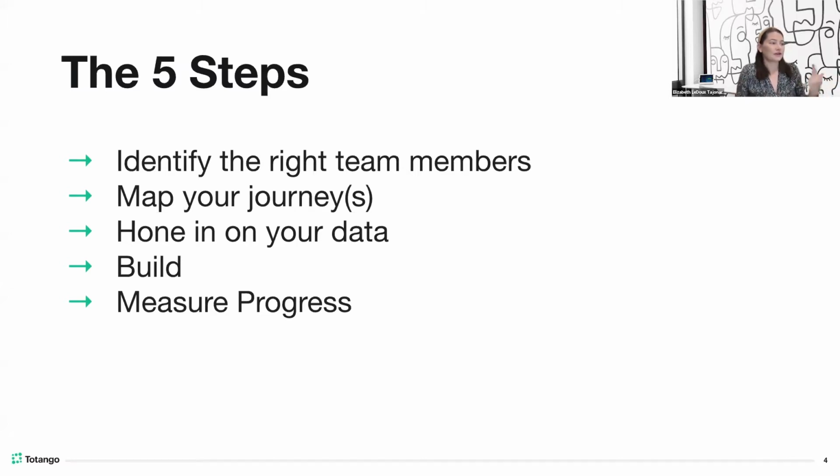So the first thing that you'll want to do is make sure that you identify the right team members. Then you're going to map your journey or journeys, depending upon how many different types of engagement models you may be building. You'll hone your data. Data is, of course, critical, and we're going to jump into some examples of data that you may want to consider. Once you have all of that squared away, you'll, of course, begin the build process and then measure your progress. So let's jump in a little bit deeper to these 5 steps.